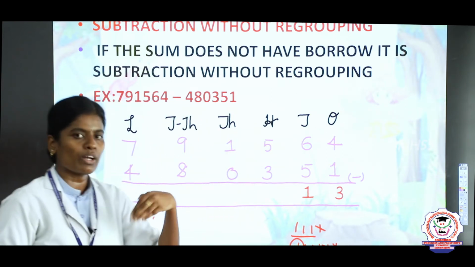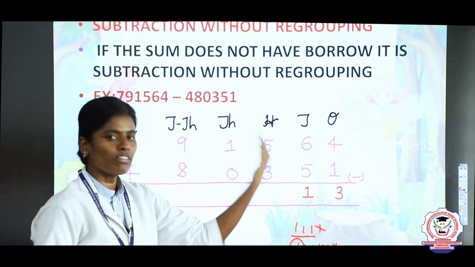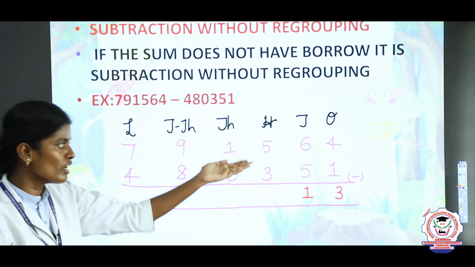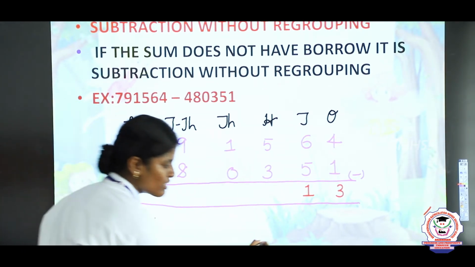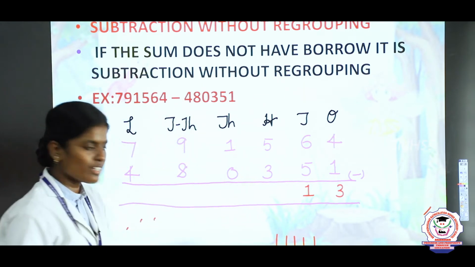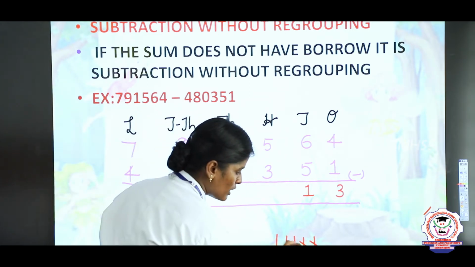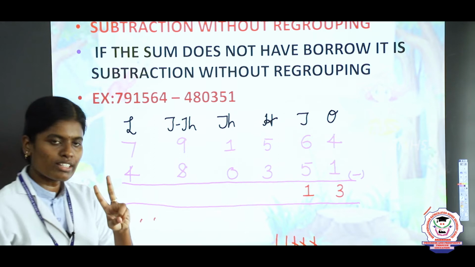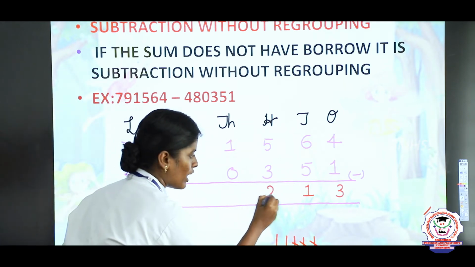Take the 100 place value. Here in the 100 place value we have 500 minus 300. So take 5 lines minus 3 lines. Put 1, 2, 3, 4, 5 and subtract 3 lines. 1, 2, 3. So remaining we have 2 lines. So the answer is 2 hundreds.